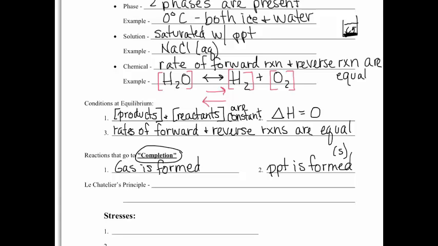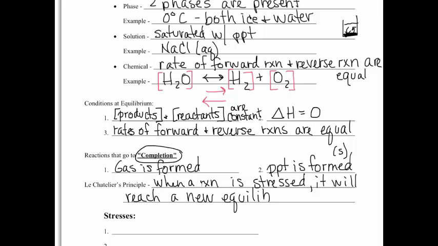So there was this guy named Le Chatelier who actually looked at equilibrium reactions and figured out how to predict what would happen. So Le Chatelier's principle says that when a reaction at equilibrium is stressed, it will reach a new equilibrium. And we can actually predict how that will happen.